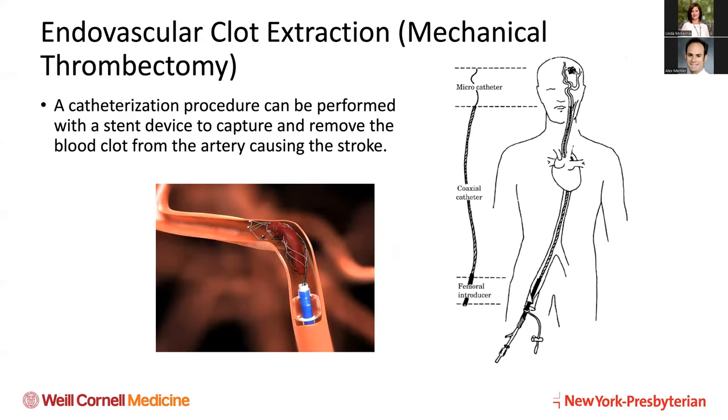And so the goal is to do a catheterization procedure which can use a stent device and remove the blood clot from the artery that's causing the stroke. Typically, we go into the femoral artery. Sometimes we'll go into the radial artery, we'll go all the way up into the aorta, to the heart, and then into the carotid artery and into the brain and remove that clot.